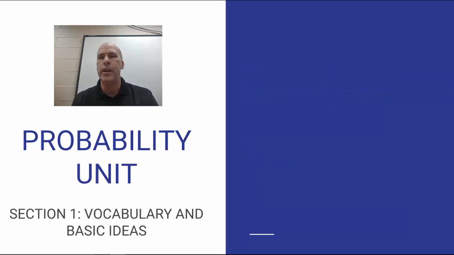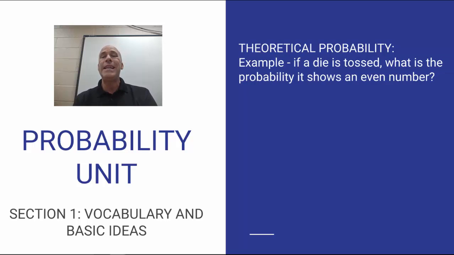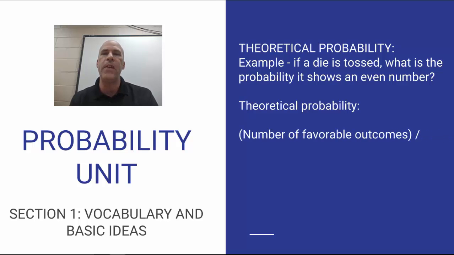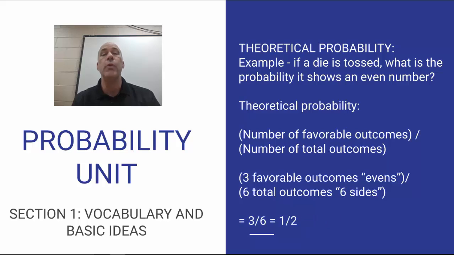So let's take a look at an example here. Let's say we roll a die. What is the probability it shows an even number? Well, let's go through the formula. Theoretical probability is the number of favorable outcomes over the number of possible outcomes, the total outcomes. Think about a die. How many even numbers are there in a die? Well, there's 3 of them, 2, 4, and 6. And how many total outcomes are there when we toss a die? Well, it has 6 sides, so 6 total outcomes. 3 over 6, we can reduce that.